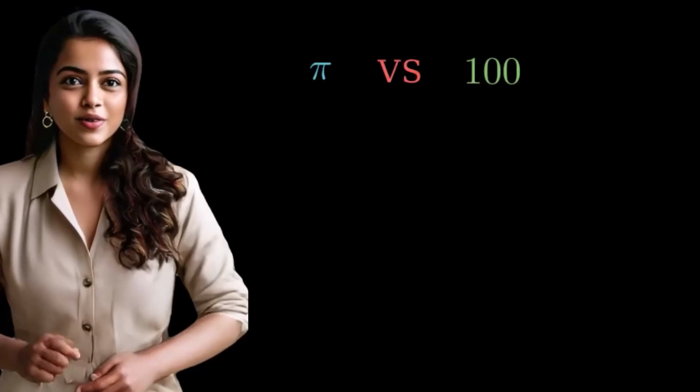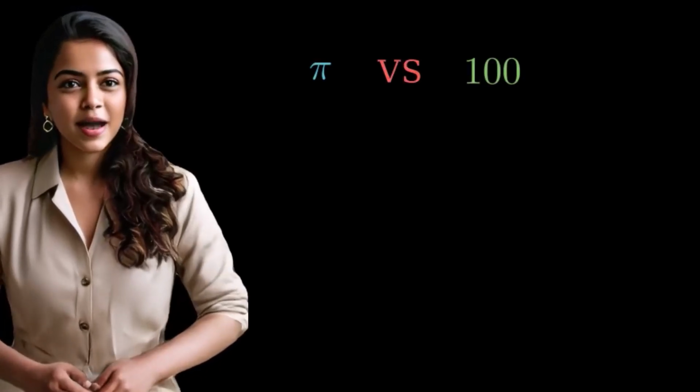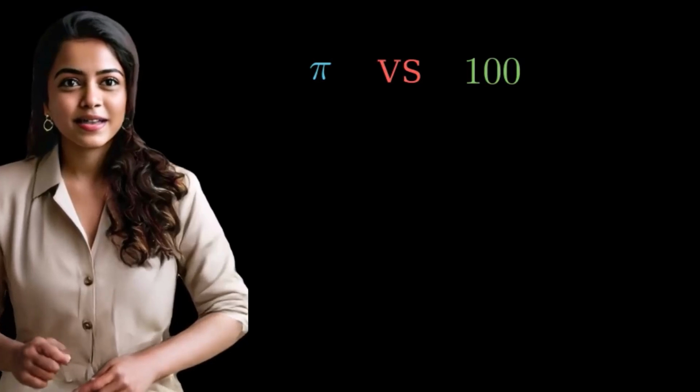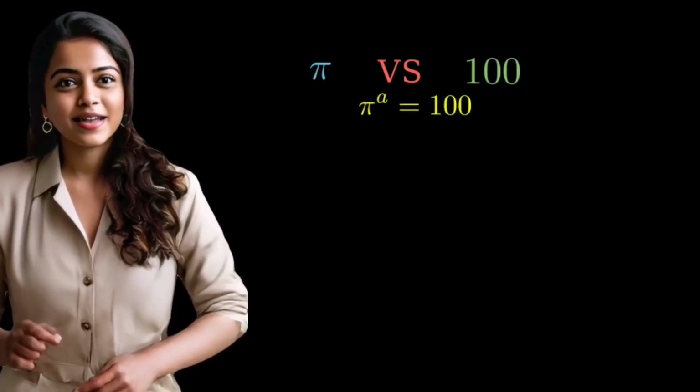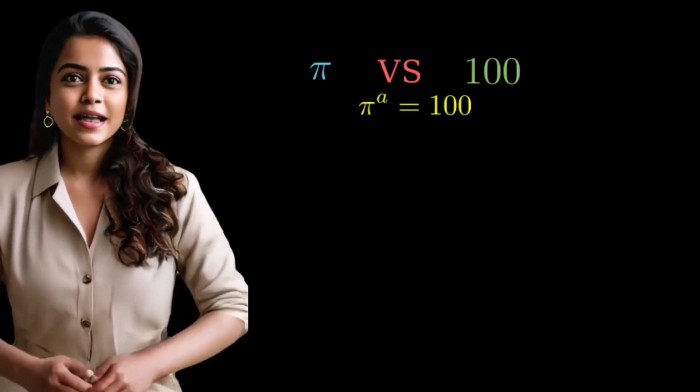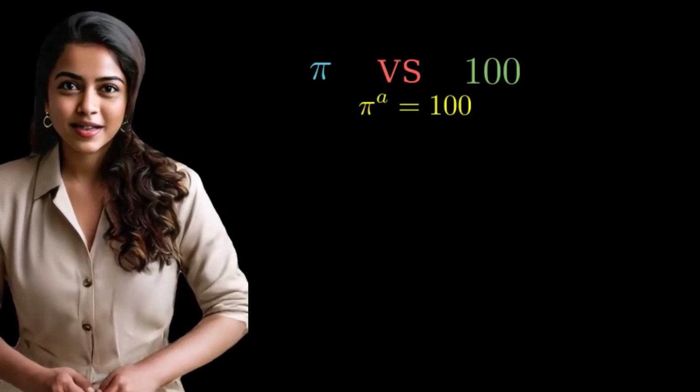Who wins if pi to the power of x equals 100? Let's solve this like math detectives. First, we log both sides. Don't worry, it's just a fancy way to bring x down from its hiding spot.